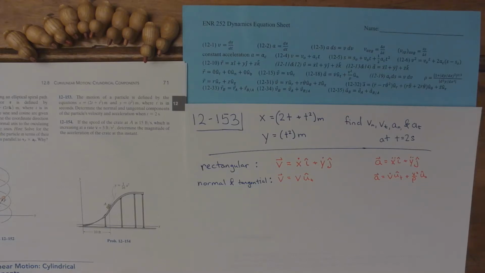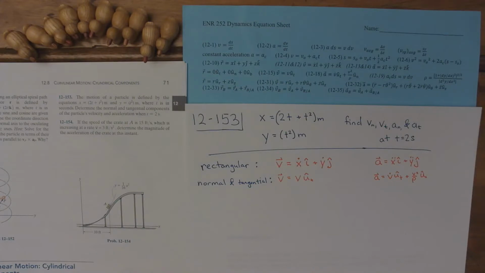This is problem 153 from chapter 12. The motion of a particle is defined by the equations x is equal to 2t plus t squared and y is equal to t squared. Both are in meters when t is in seconds. We want to determine the normal and tangential components of the particle's velocity and acceleration when t is equal to 2 seconds.